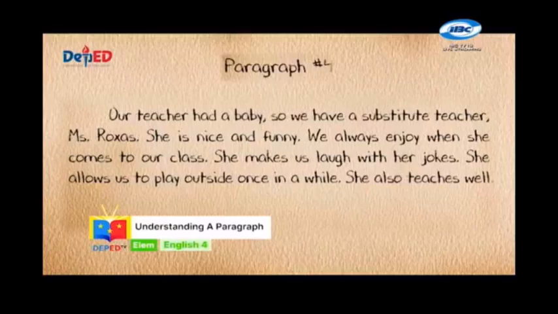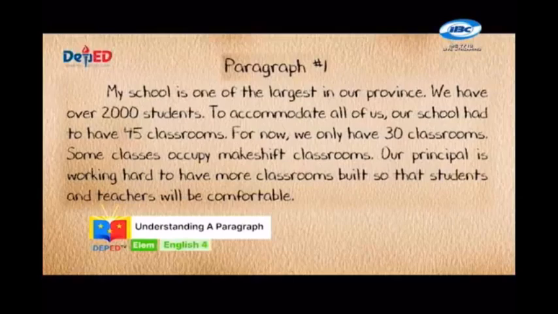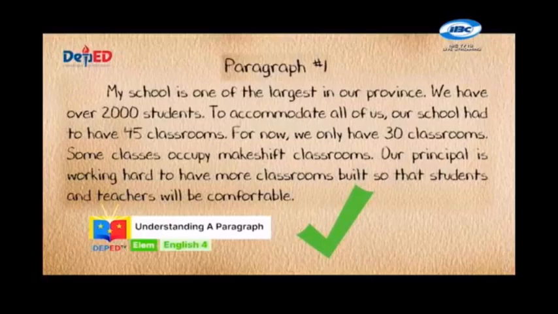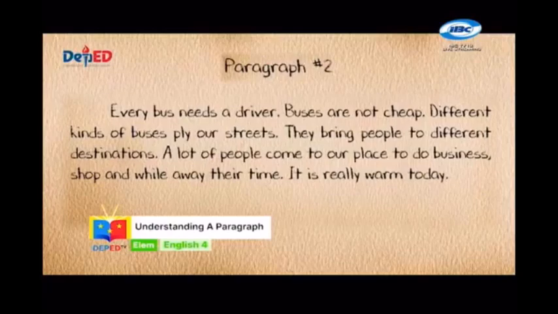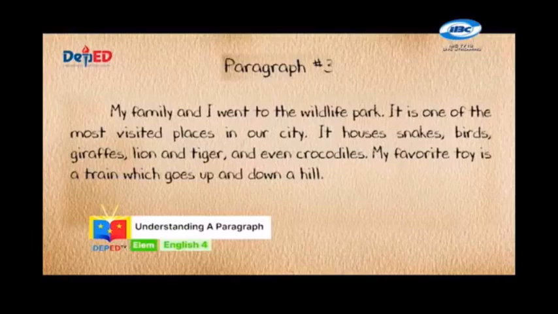For paragraph number one, if you wrote a check mark, then you are right. Paragraph number one focuses on a single idea, which is about my school. For paragraph number two, if you wrote an X mark, then you are correct. Number two paragraph does not focus on a single idea. For paragraph number three, if you wrote an X mark, good job! Paragraph number three does not focus on a single idea.